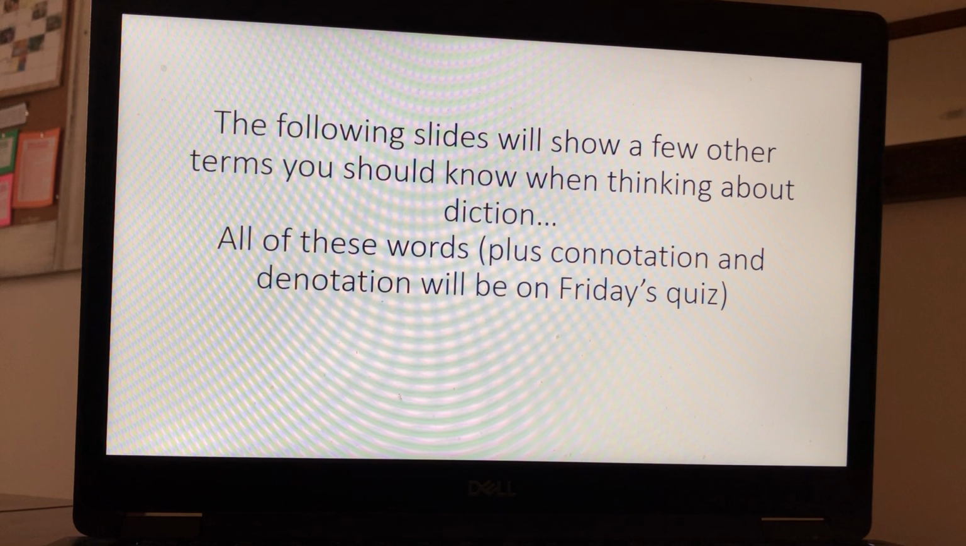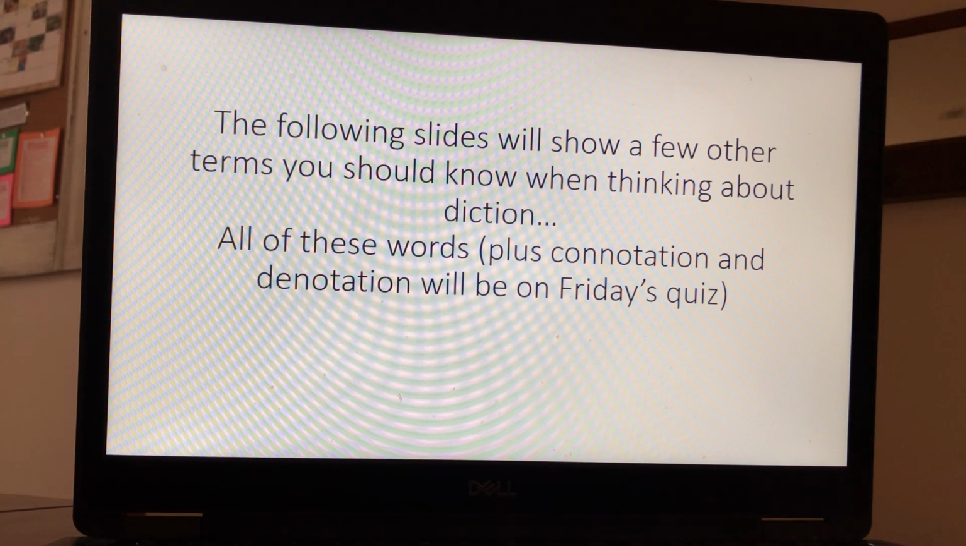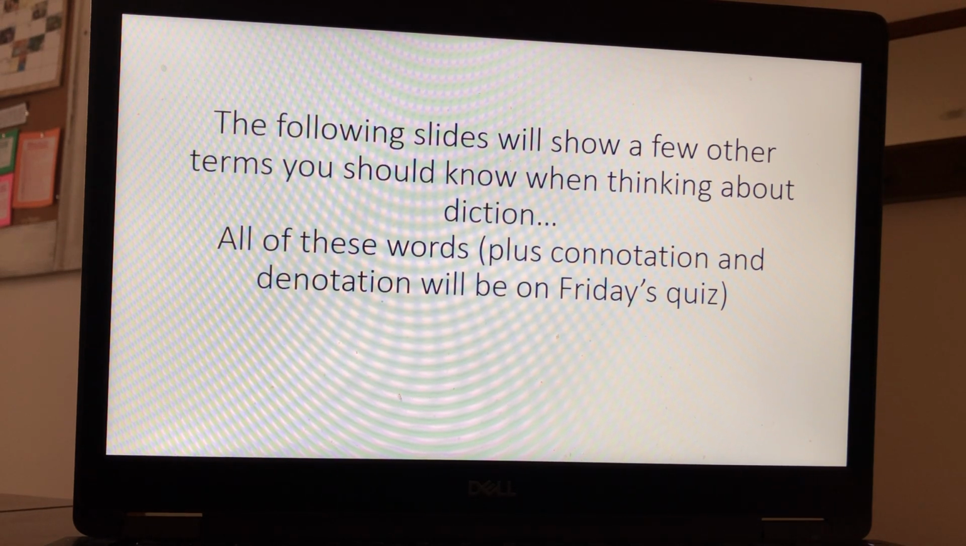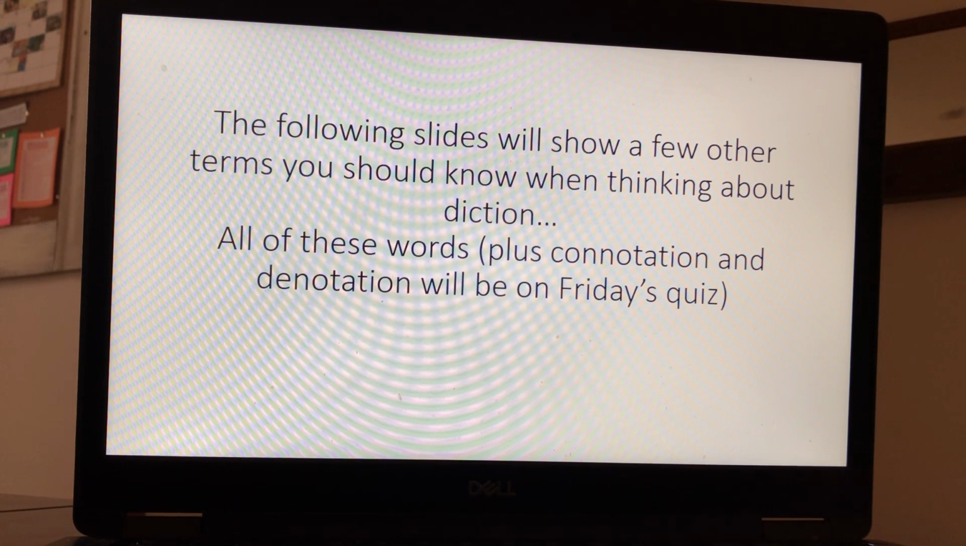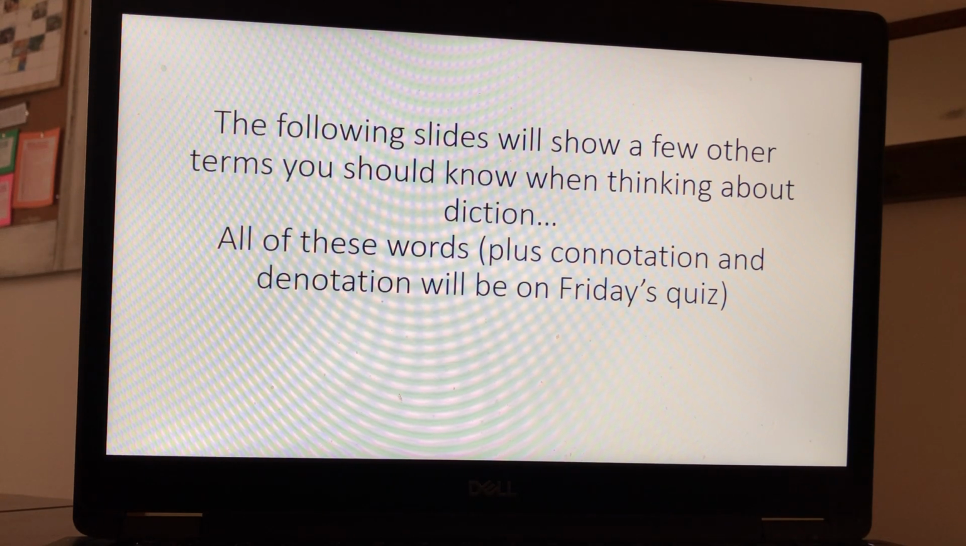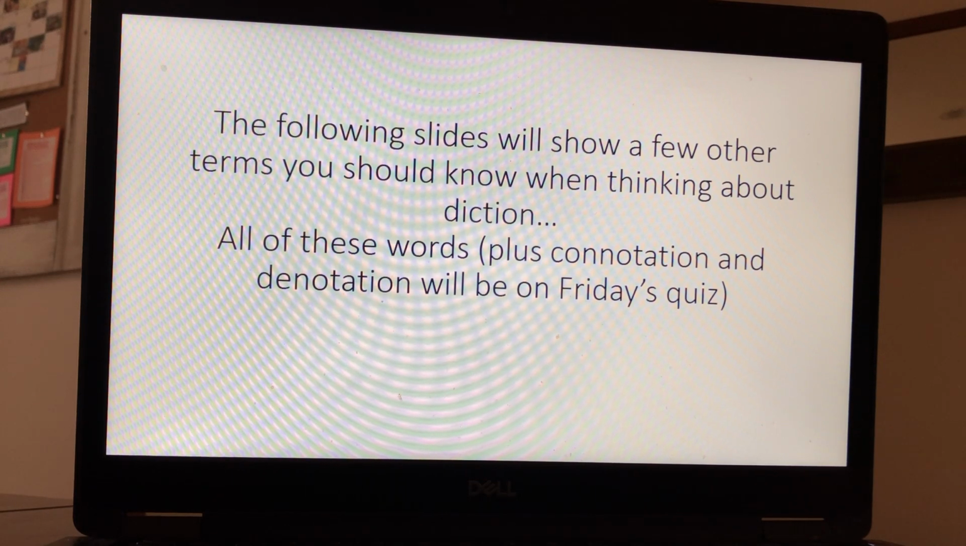Okay, so then the rest of these slides are going to give you a few other things in your toolbox you could describe diction as. So all of these words, just forewarning, plus connotation, denotation, and diction will be on Friday's quiz. It's just a simple matching quiz. And so if you want to take notes and make sure you got these down, write them down, or if you'd rather just go through this slide and remember them, that's up to you and your learning style also. Okay, so let's go through.